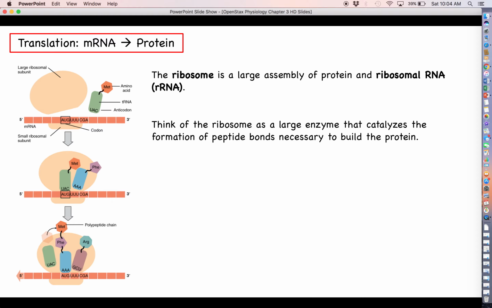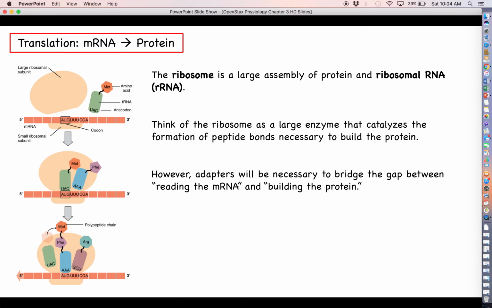So the best way to think about this is that the ribosome is basically a really big enzyme that catalyzes the formation of peptide bonds that we need to make a big protein, right? However, there's one last issue that we have to clear up here. We know that the ribosome reads the transcript, and that determines which amino acids we're going to use, but how do we make that connection? How do we say, okay, I read this as a start codon, AUG, how do I get that methionine specifically in there? How does the ribosome know that this codon means we want this particular amino acid?